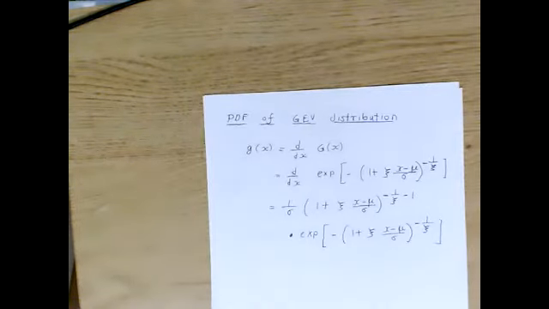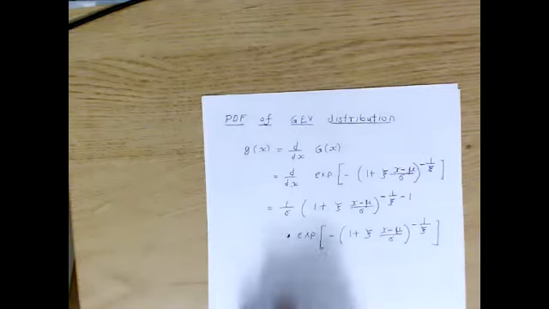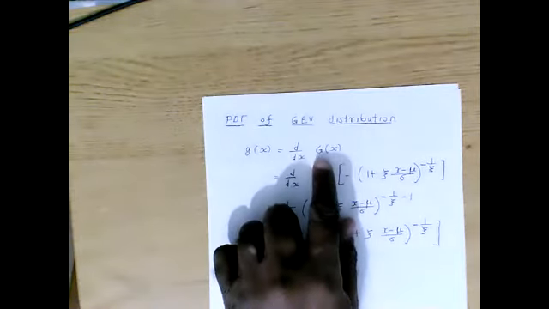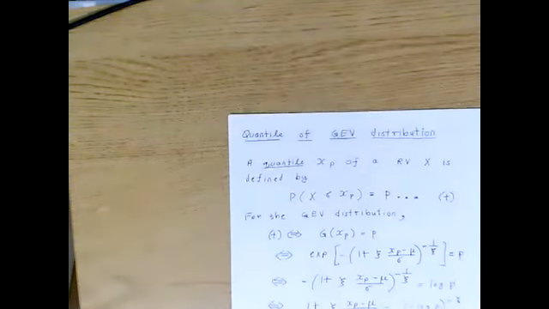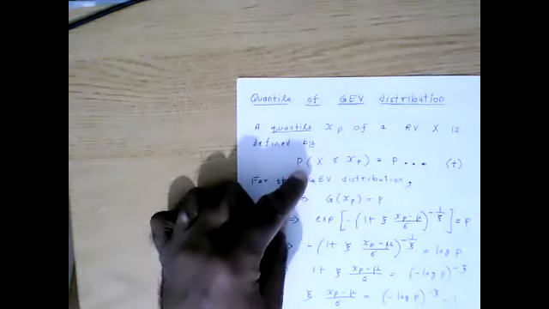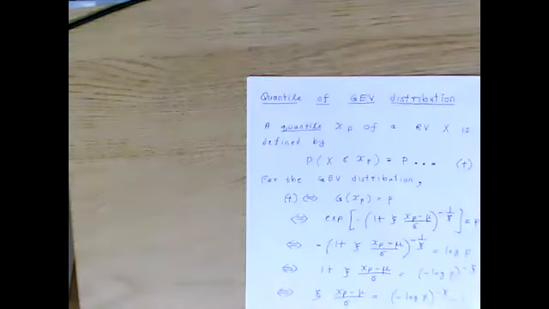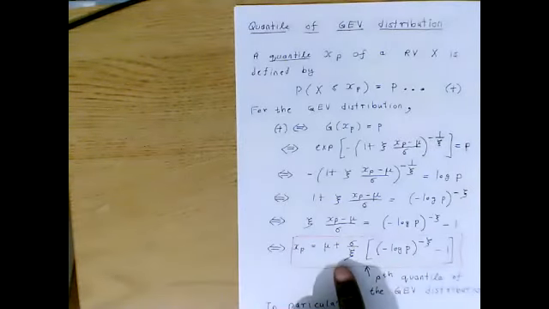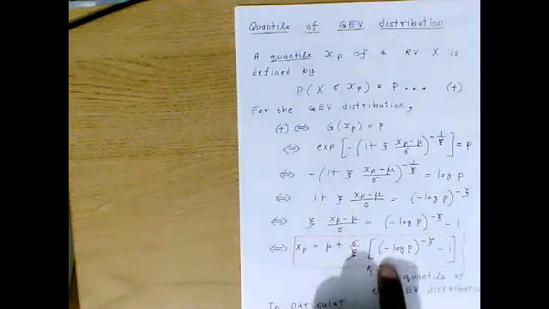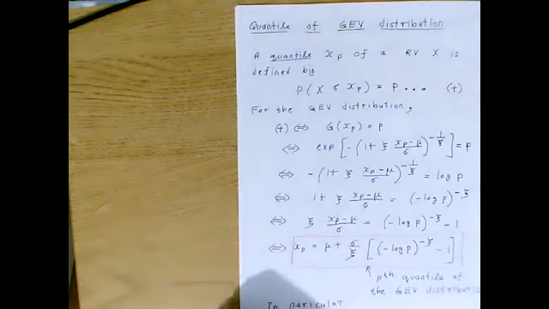And this is the PDF of the GEV distribution. It's simply the derivative of the CDF, and you get this, right? And then this is the quantile function of the GEV. I'm sure you know what a quantile is. The quantile x_p is basically the root of this equation, and it's given by this, right?